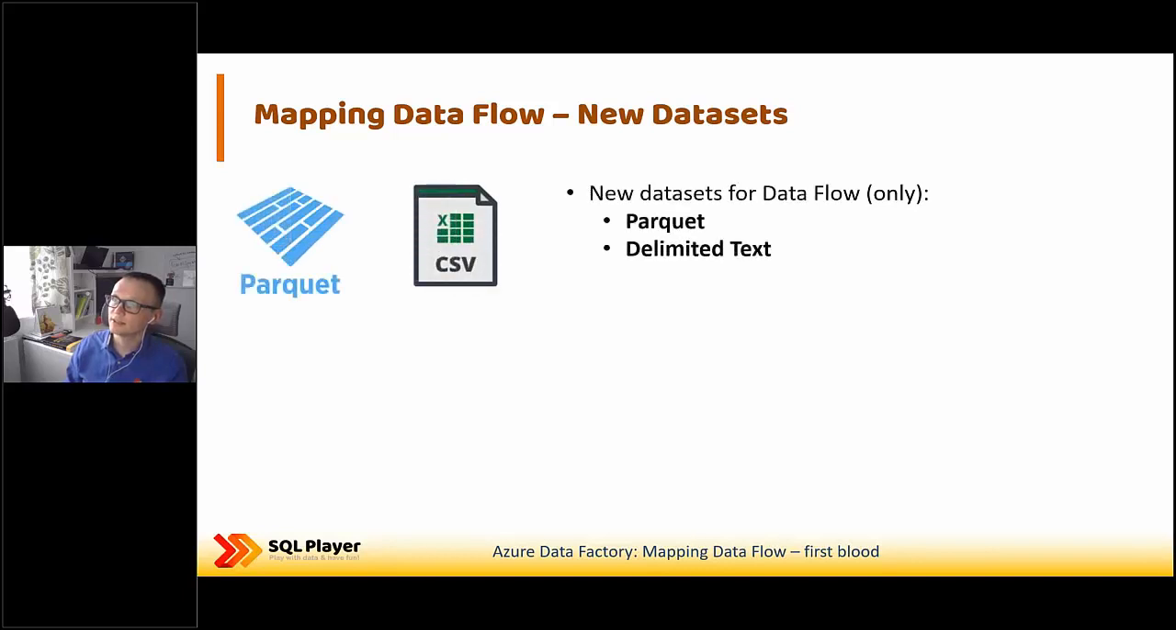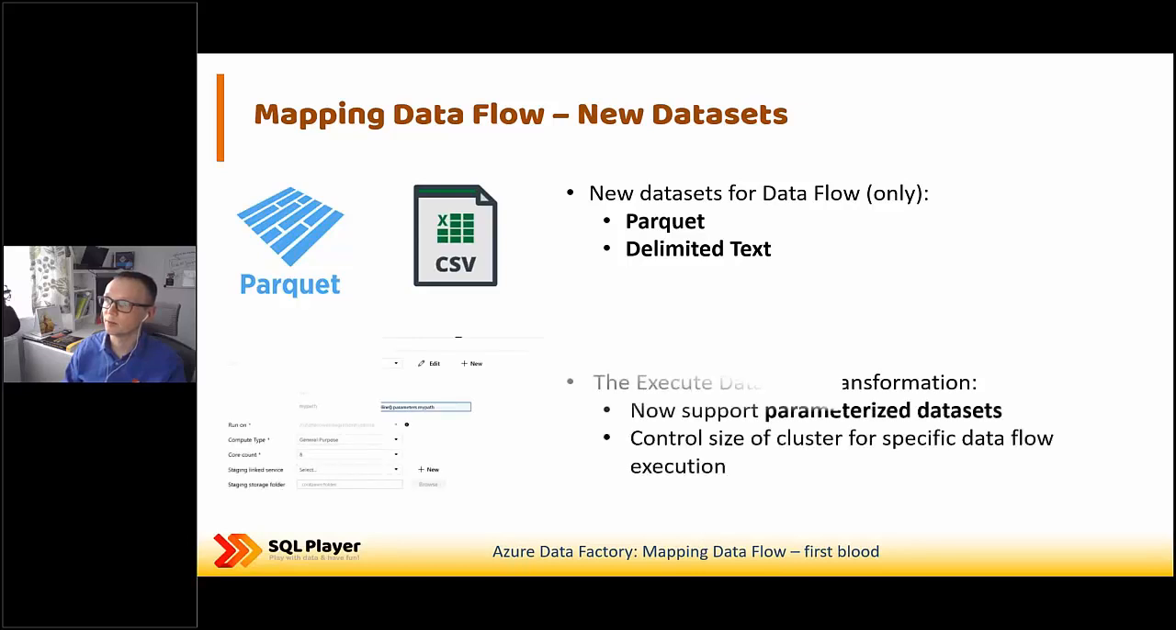The new datasets that appear for data flows include Parquet. It's a very good format if you would like to work with big data and store it in a columnar type of storage. Or you can use CSV, which is the extended type of dataset compared to the Azure Data Factory pipeline and the standard data flow. They are a bit different.